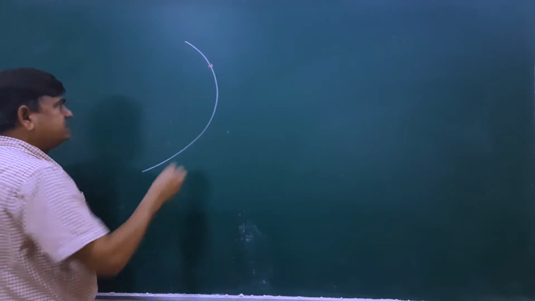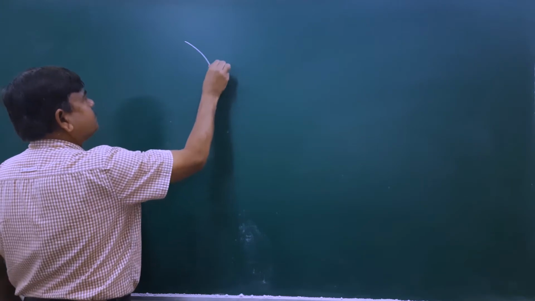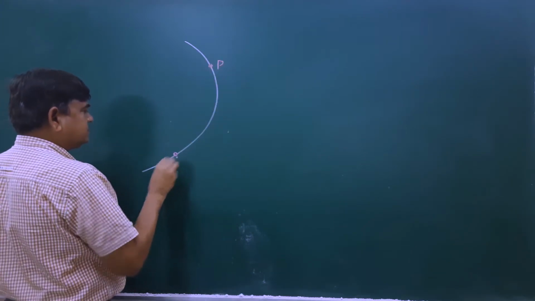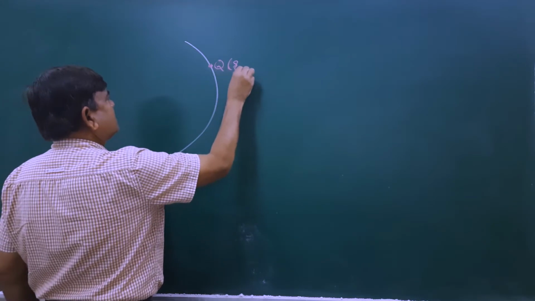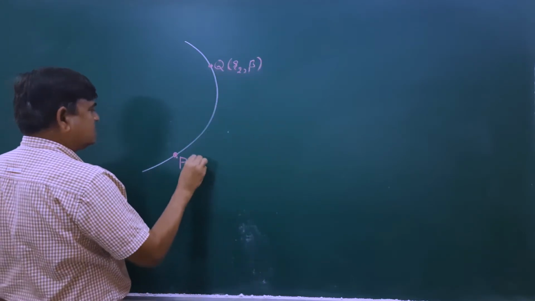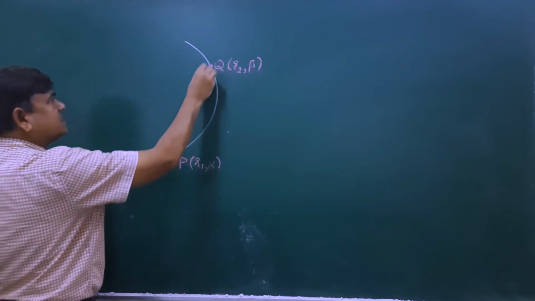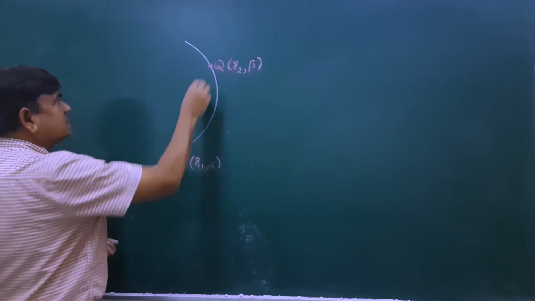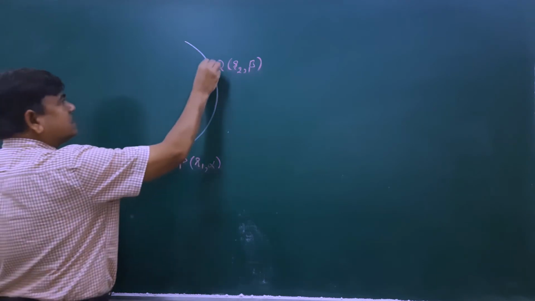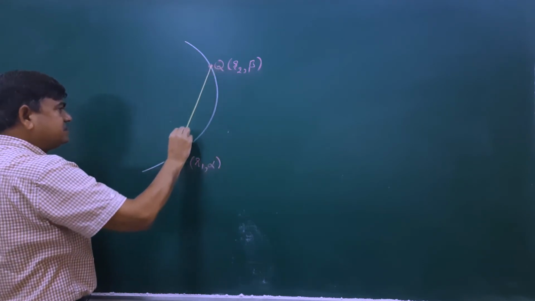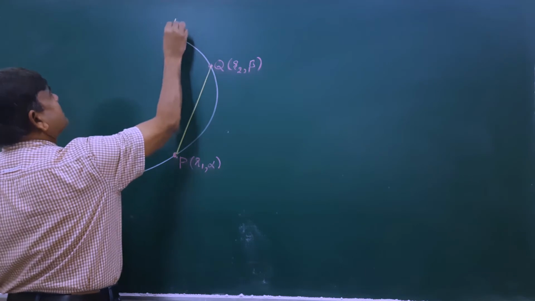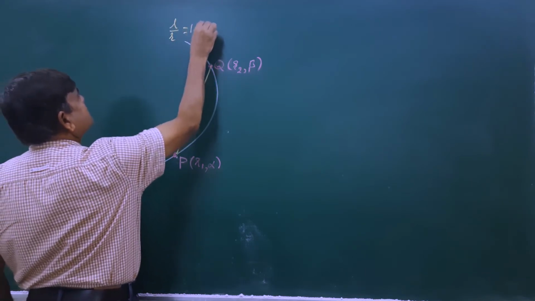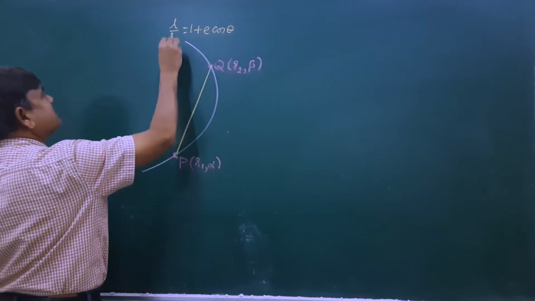Two points on the conic. One is P and the other is Q. PQ is the chord and the equation of the conic is L upon R equals 1 plus E cos theta. This is the equation of the conic.